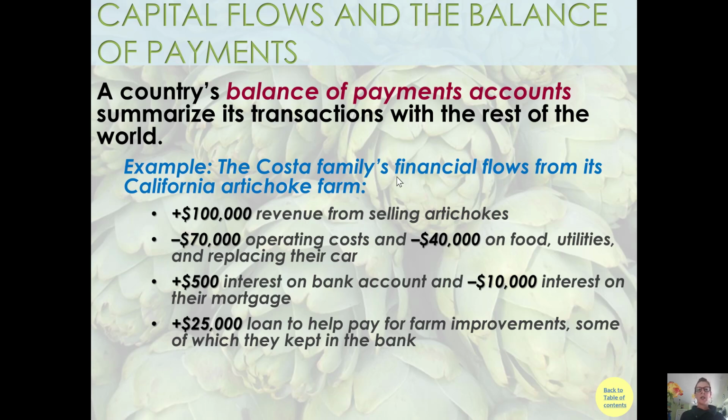So the Costa family, maybe they have an artichoke farm up in Watsonville area, and they're selling artichokes and they gain $100,000 in revenue. And they've got costs, of course. So let's say there's $70,000 of operating costs, $40,000 of food, utilities, replacing their car, $500 of interest on the bank account, $10,000 interest on their mortgage, and the $25,000 loan to help pay for farm improvements, which they haven't used all of.